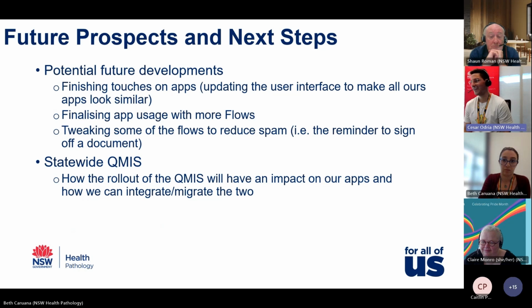Currently that manual trigger flow I have sends an email for every document. So if you have 50 documents unacknowledged, if I trigger that flow manually, you'd get 50 separate emails. So just tweaking that flow to reduce spam and concatenate all the documents to acknowledge into one email, that would be much better than spamming someone's inbox. And also how the statewide QMIS will have an impact on our apps and how we can find a way to integrate or migrate the two together.